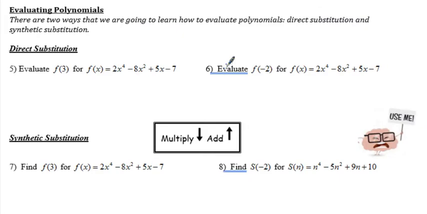Now, let's talk about evaluating polynomials. In the past, when we've been asked to evaluate f of x at f of 3, we simply plug 3 in for every x and then evaluate. That is what we call direct substitution. We've been using direct substitution all this time, we just didn't know that it was called that. So let's do a little bit of practice on that. Let's evaluate f of 3 by replacing every x with a 3.